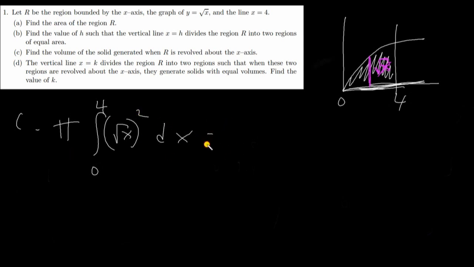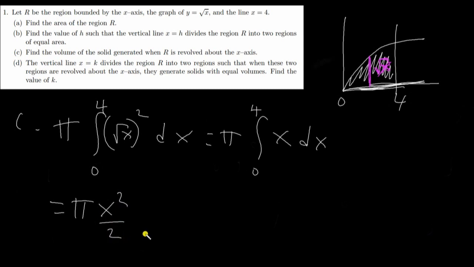Okay, so evaluating this is going to get pi times the integral from 0 to 4 of square root of x squared, which is just x, and then this is x squared over 2 from 0 to 4, which is just 4 squared is 16. 16 over 2 is 8, so it's 8 pi. And the 0 is just going to make that 0.